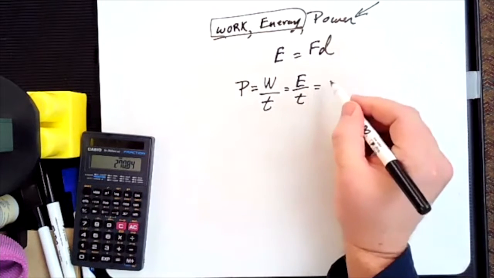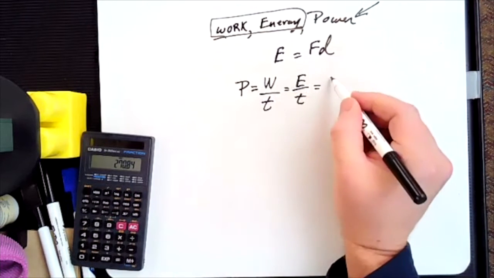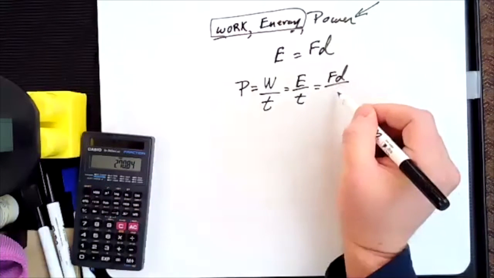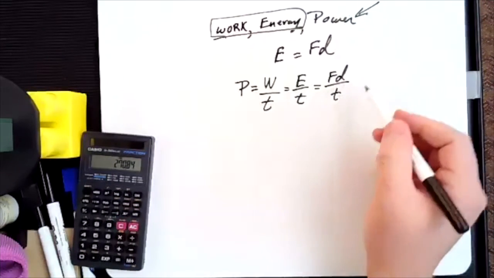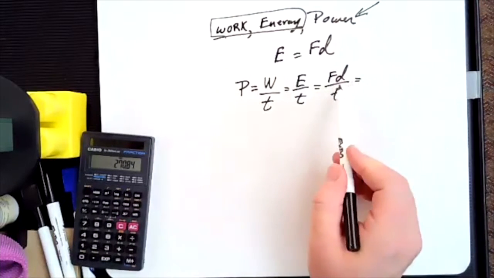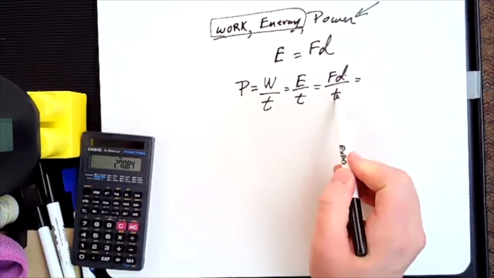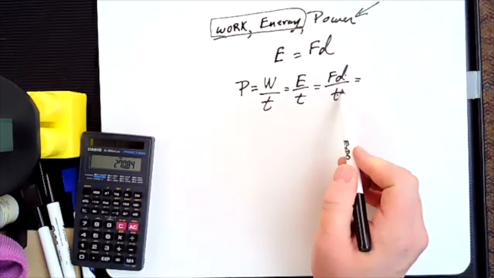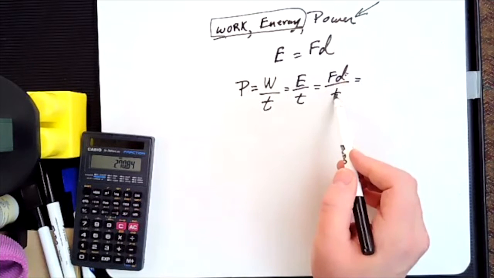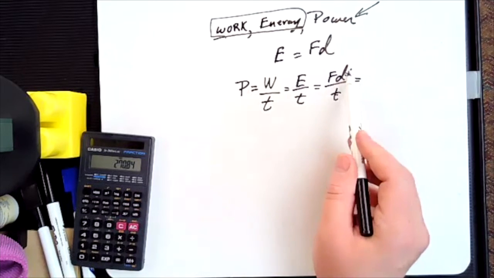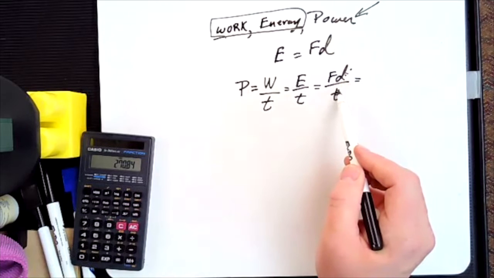So I could actually do energy or work is force times displacement. So I could do force times displacement over time. There's a whole bunch of little equations I could write for this. I could write it in different ways. I could even do it like this. Does anybody know what displacement over time is? Especially my physics student. Displacement over time. Miles over hour. Miles per hour.